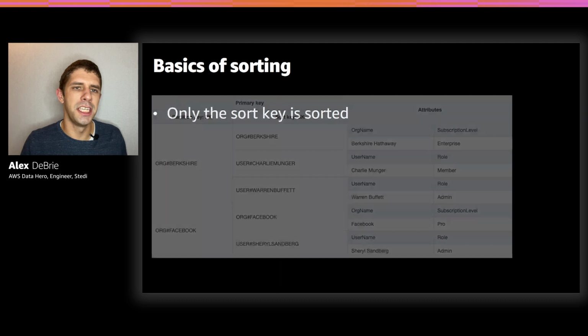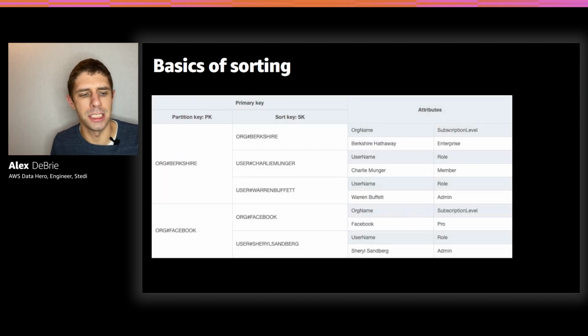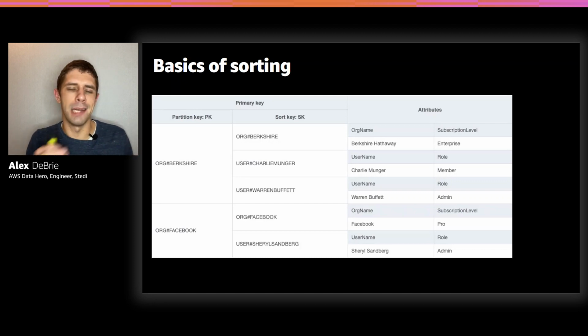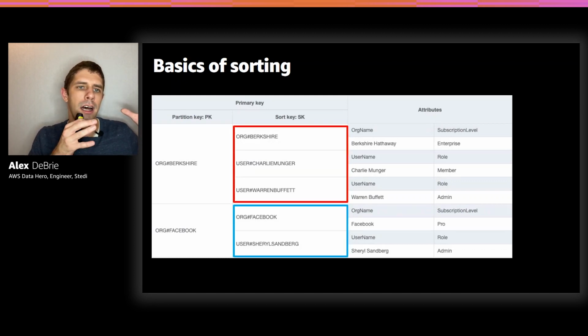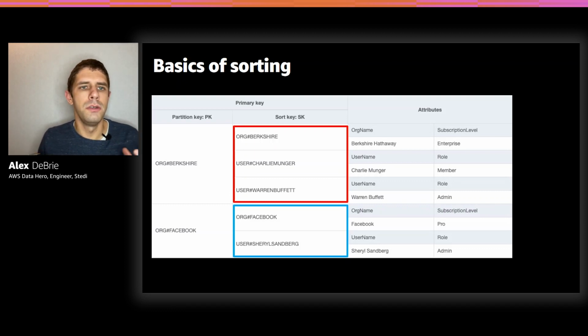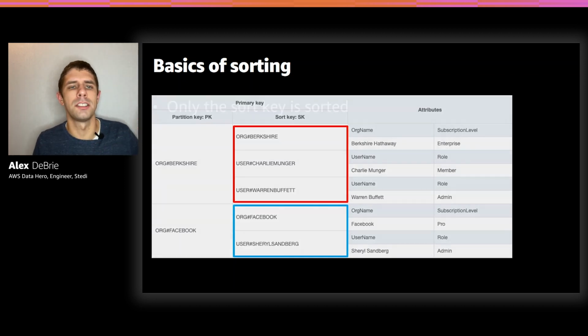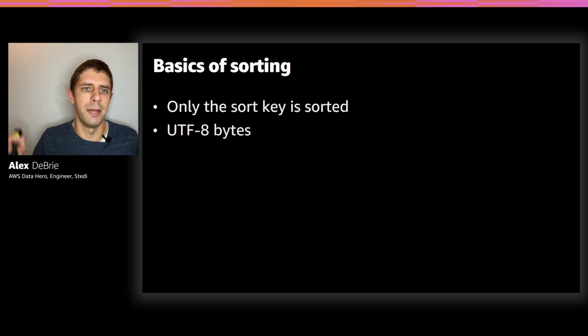So first thing you need to know is that only the sort key is sorted, and it's sorted within a particular partition key. So let's go back to that SaaS example that we already have, where we have these 2 different organizations. We have 2 different item collections there. You can see I've outlined in red and in blue 2 different item collections and the sort key values there. And within that red box, all those items are sorted according to that sort key. Same with the blue box, but they're not sorted across partitions. So you're not going to get sorting across your table, just within a particular partition key.